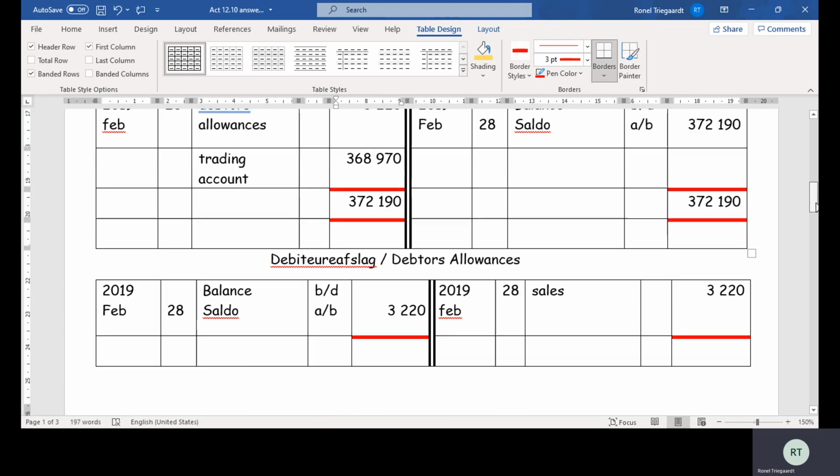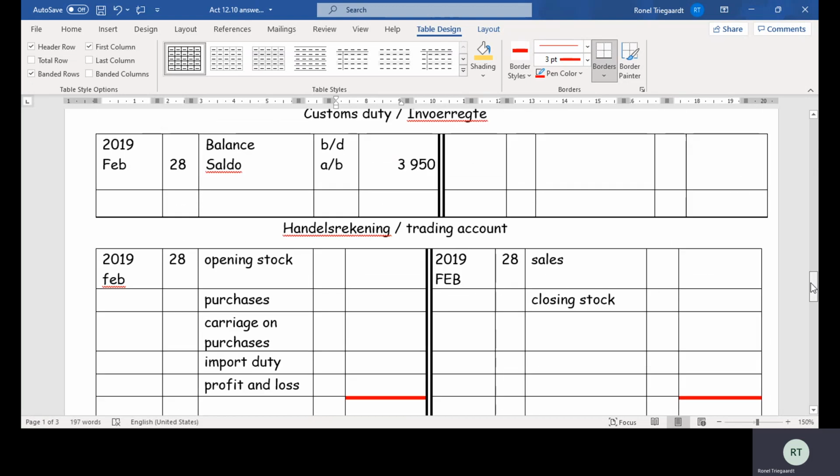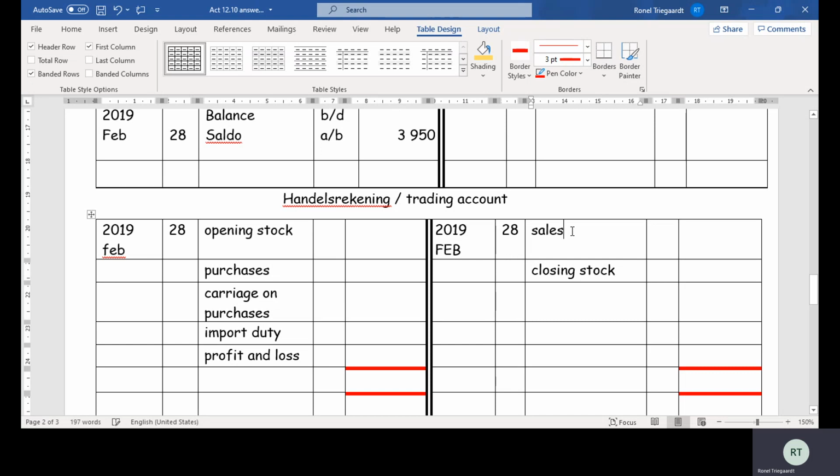Which means inside trading account, I'm going to have sales, and if I don't have the account, I will have to show the calculation. The calculation is 372190 minus the creditors allowances of 3910, and in my account the amount is 368970. Can you see where that amount comes from?